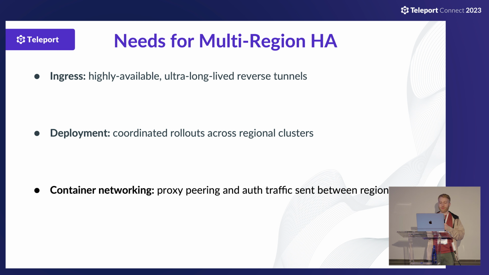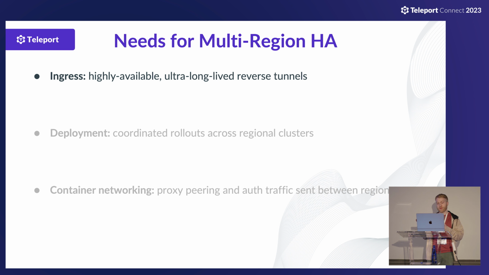Ingress, which is how do we provide these highly available, ultra long-lived reverse tunnels that are up all the time that ideally never drop. How do we handle deploying and upgrading Teleport across many regions without creating disruption. And for these 7 different Kubernetes clusters we have, how do we handle container networking between all of those clusters that have to communicate in internal networks? So how do proxies reach auth servers, how do proxies talk to each other, and that's a separate problem from ingress.